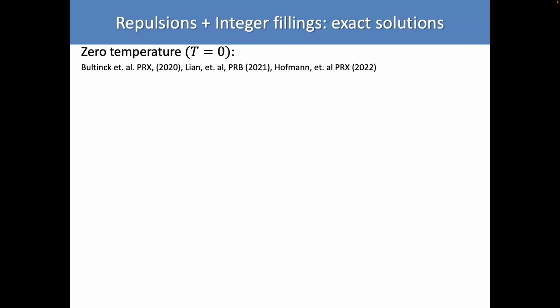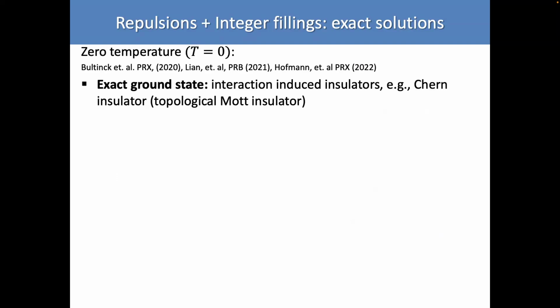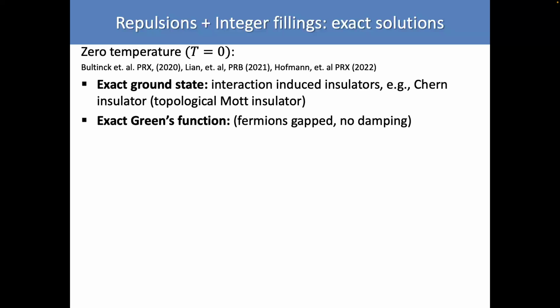exist. For example, in this chiral limit, if we turn on repulsive interaction and set our filling to be at some integer fillings, then we can exactly solve the ground state wave function. And the ground state wave function gives us some interaction-induced insulators. Depending on the filling, this insulator could be topological. If it's odd filling, then it's topological. If it's even filling, then it's topologically trivial. And on top of that, in addition to the ground state, excitations can also be exactly solved. One can analytically solve for the Green's function in these systems, and the Green's function is just that of free fermions, so there's no damping. Okay?